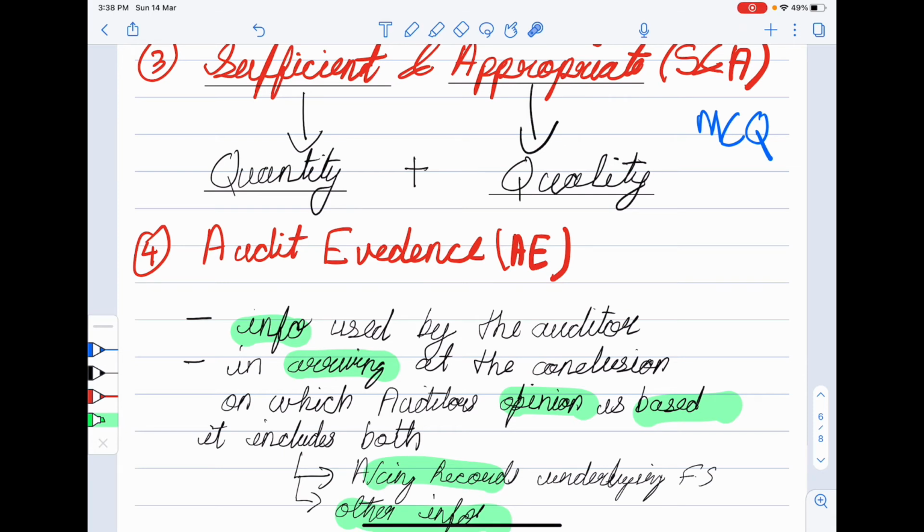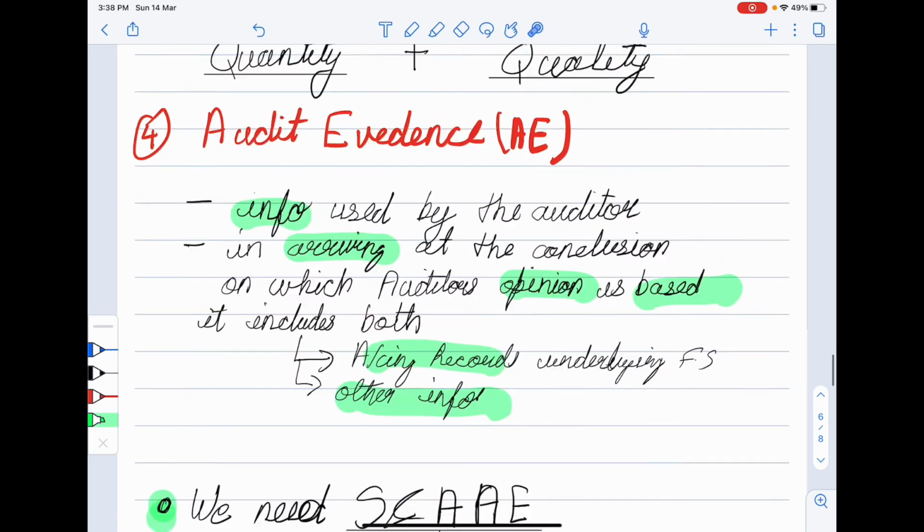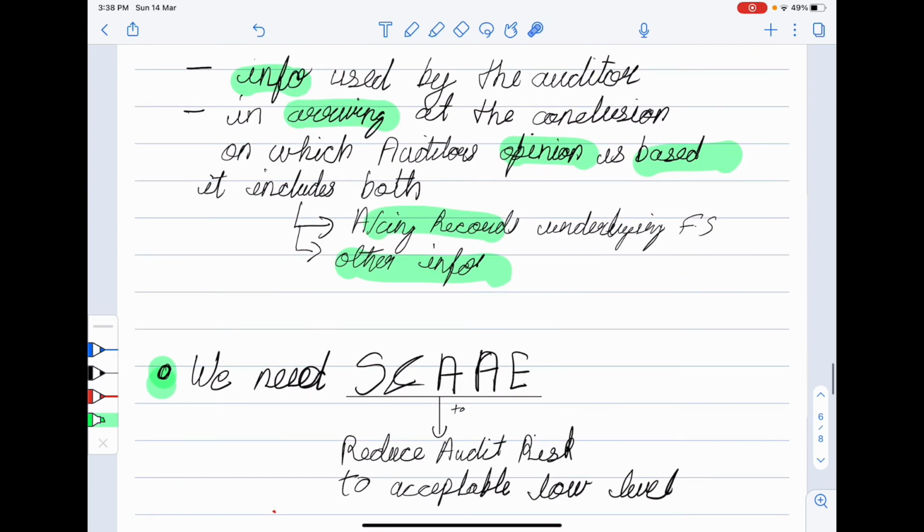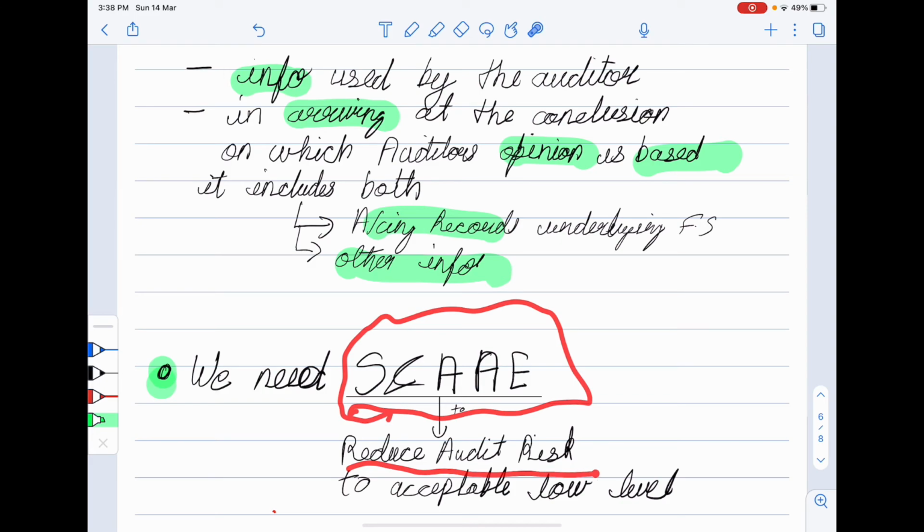Okay. So audit evidence is information used by the auditor in arriving at the conclusion on which his opinion is based. It includes both accounting records underlying the financial statements, which is books of accounts, and other information like information gained from employees. So we need sufficient and appropriate audit evidence to reduce audit risk to an acceptably low level.